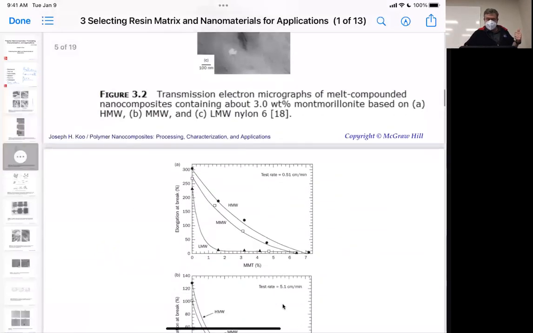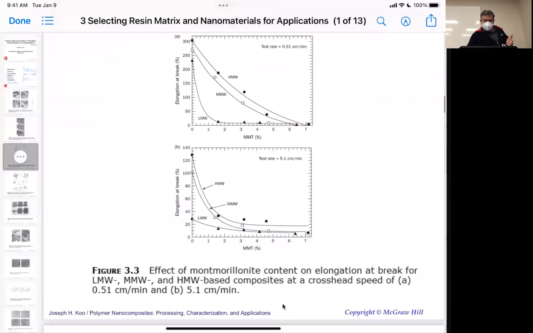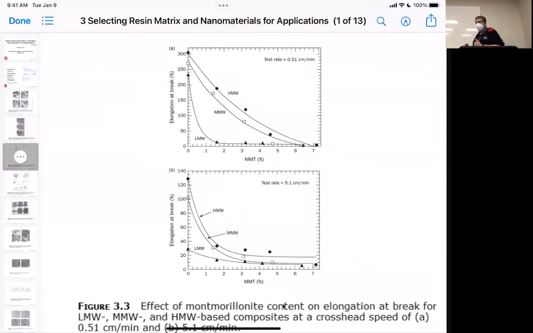Okay, and if we look at this right here, we actually see a difference in the properties. In this case, we're looking at the percent montmorillonite, and this is the elongation to break. If we think about it, the lowest molecular weight polyamide is going to have the most chain slippage, right? So it should be able to slip past each other faster than higher molecular weights. And we see this: it's the lowest initial elongation to break. They can pull past each other and break.